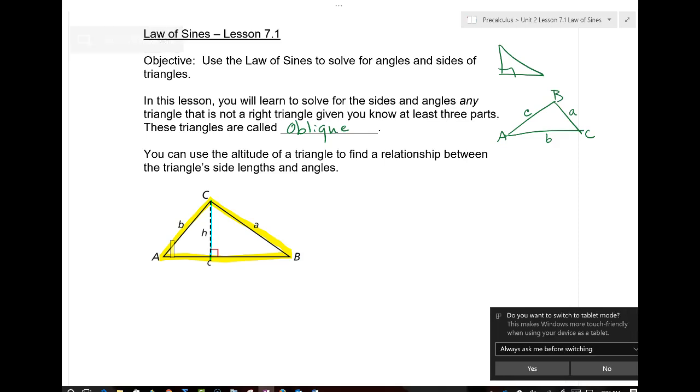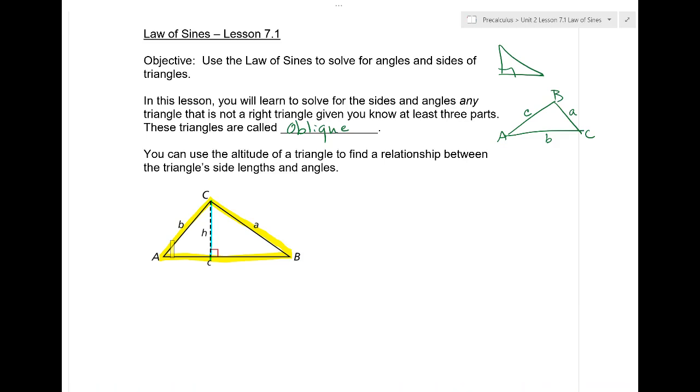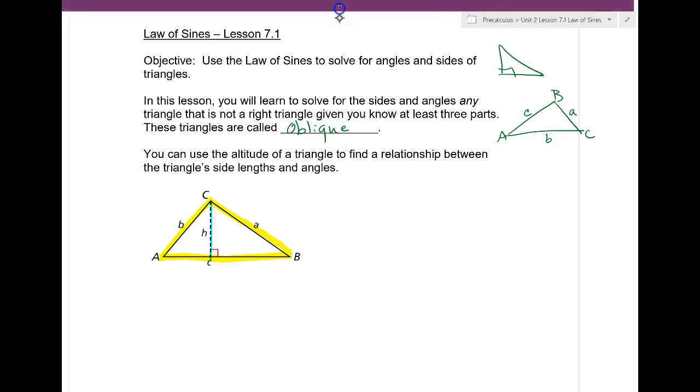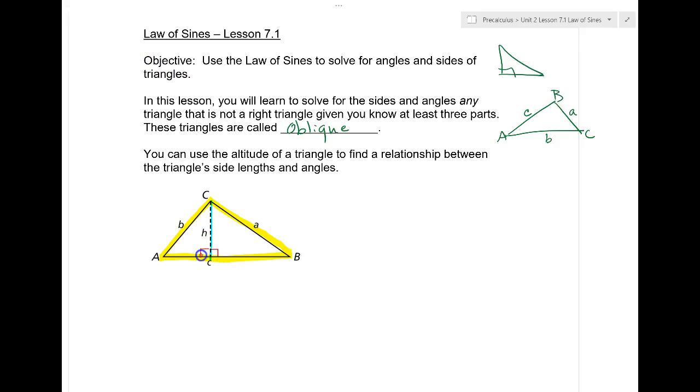So understand I have an altitude. Now I'm going to use that altitude, because the moment I draw it in that big oblique yellow triangle, what type of triangles do I form? That's right, two smaller right triangles. So we're going to look at the triangle on the left and the triangle on the right. Using the triangle on the left, I'm going to use angle A right here, because it's not the one affected by the altitude being drawn. And I want to find the sine of angle A in that small triangle to the left.